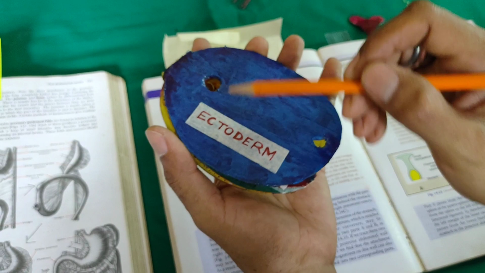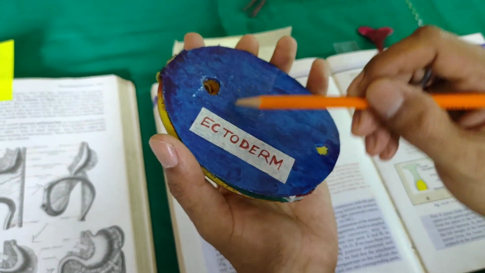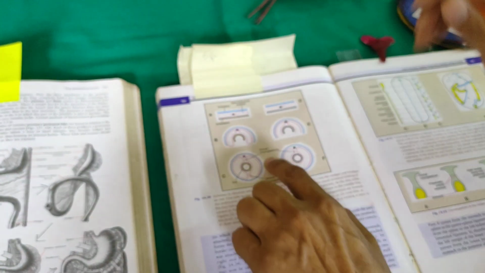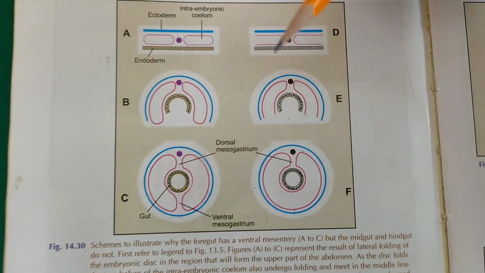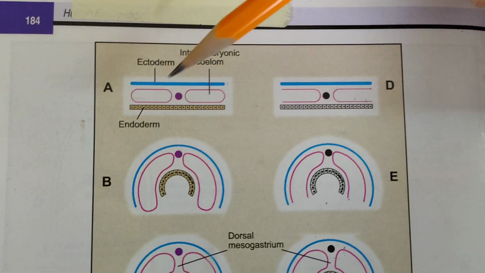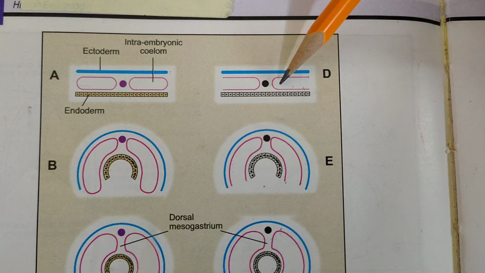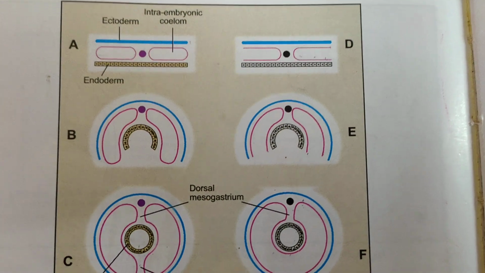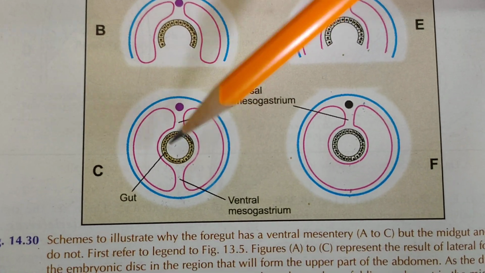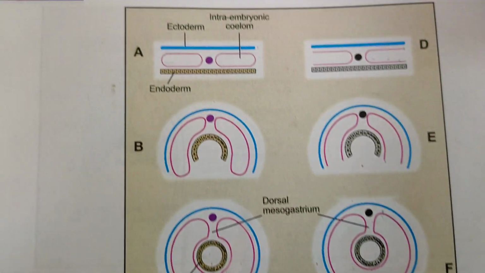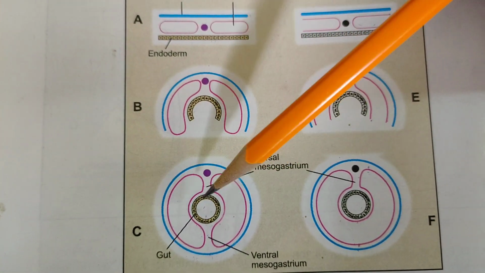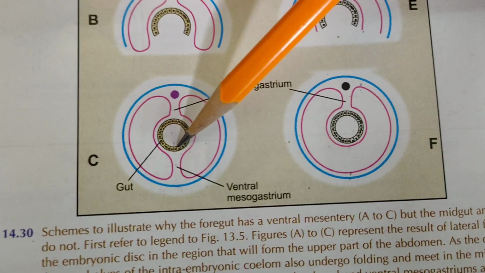We will cut this trilaminar germ disc into a cranial and a caudal section. Please focus on the diagram. This is the cranial section of the trilaminar germ disc, and this is the caudal section. At the end of the lateral folding, this endoderm will meet with the opposite half of the endoderm, forming the foregut.